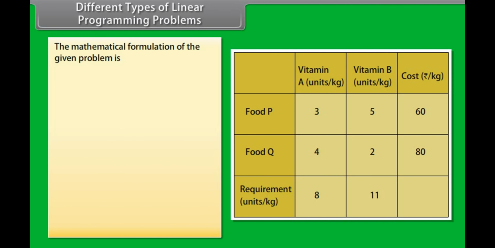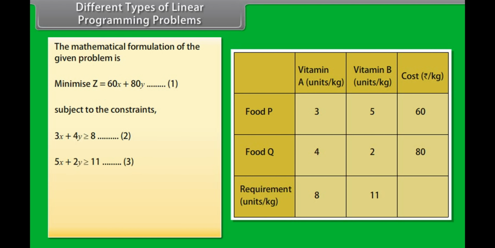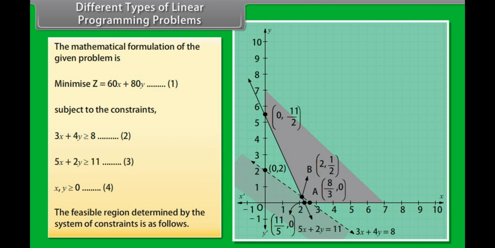The mathematical formulation of the given problem is: minimize Z = 60x + 80y. Mark it as equation 1. Subject to the constraints 3x + 4y ≥ 8, mark it as equation 2; 5x + 2y ≥ 11, mark it as equation 3; x, y ≥ 0, mark it as equation 4. The feasible region determined by the system of constraints is as follows.